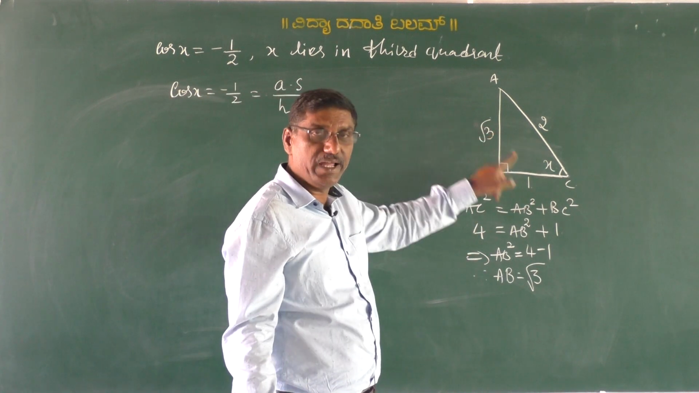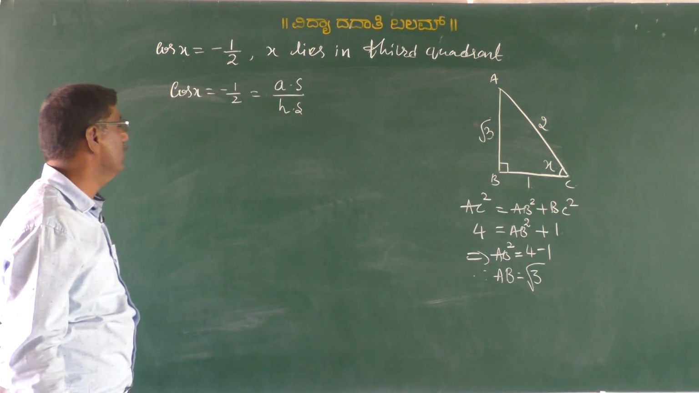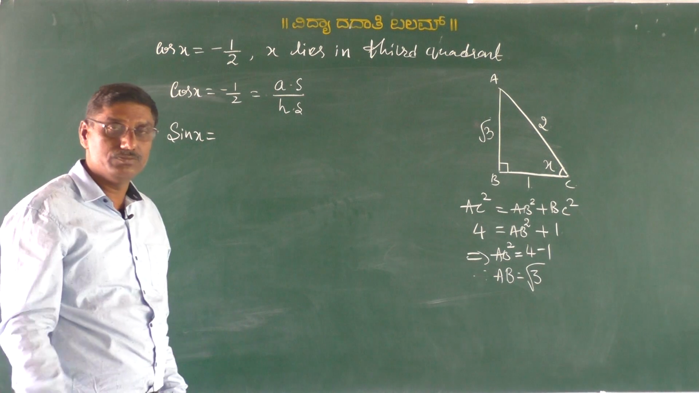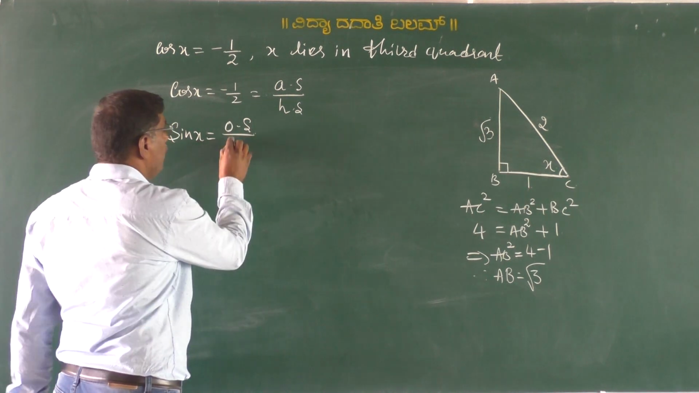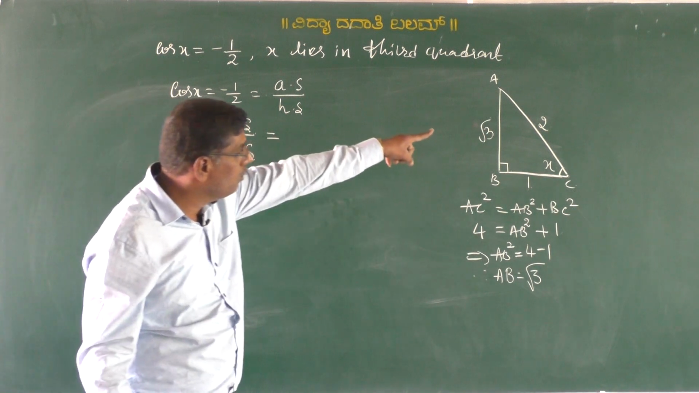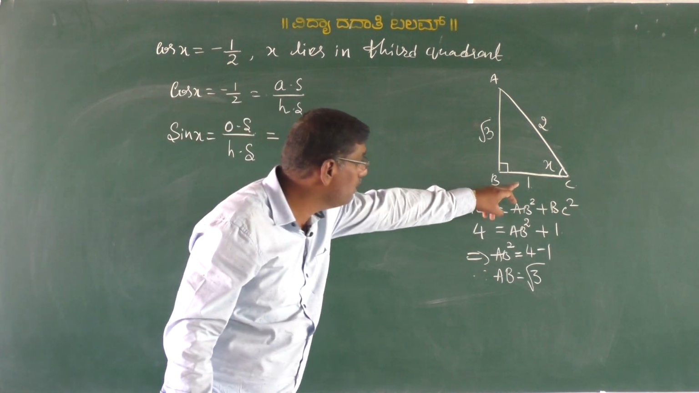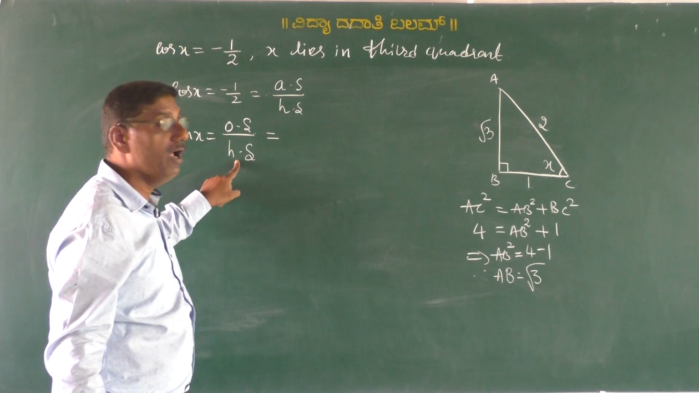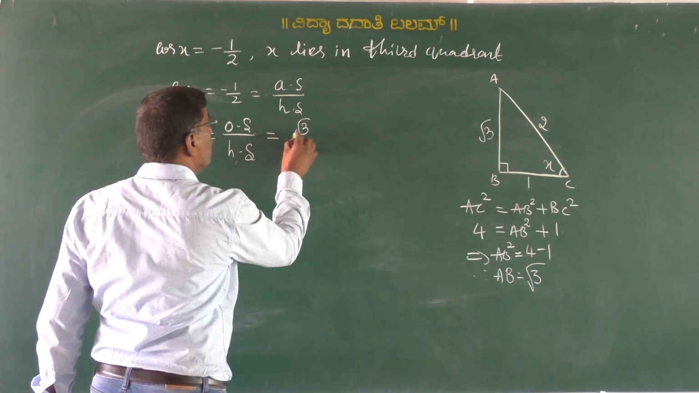This is the opposite side, this is the adjacent side, this is the hypotenuse side. From that, one by one, sine x. We know the ratio: sine x is equal to opposite side divided by hypotenuse side, which is equal to, my dear students, opposite side is how much? Root 3. Adjacent side is how much? That is 1. Opposite side divided by hypotenuse side. Hypotenuse side is 2. That means root 3 by 2.